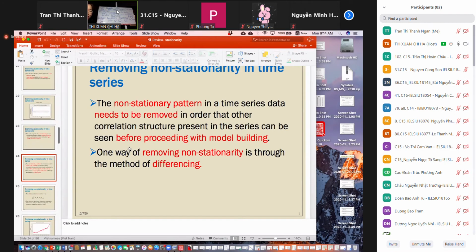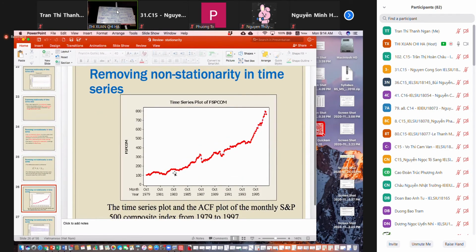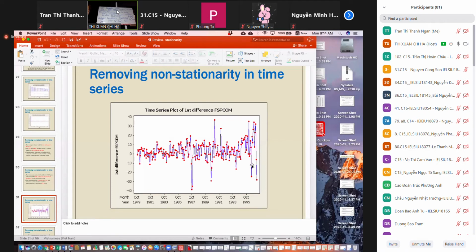So you look at this. To remove non-stationarity: the original is non-stationary, right? After we take the first difference, the data looks like this, and it becomes stationary. From non-stationary, we take the difference and it becomes stationary. So you see the mean and the variance are constant. Obviously, you look at the plots, there is no growth or decline.